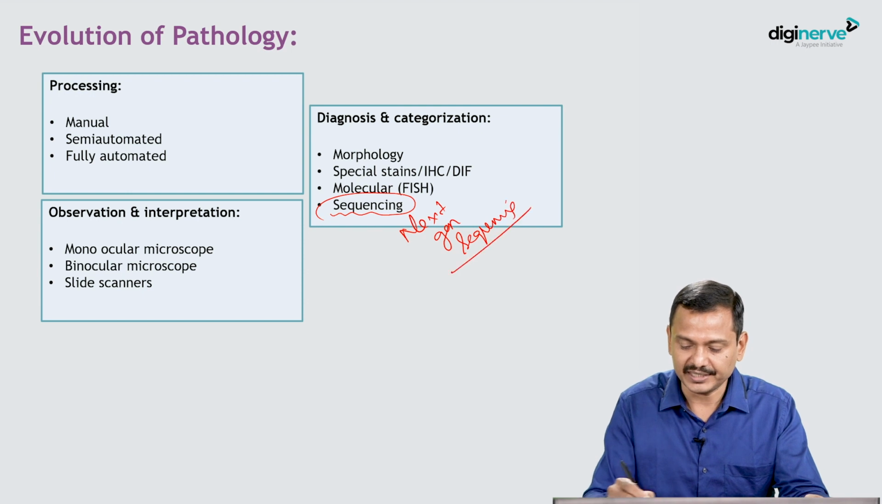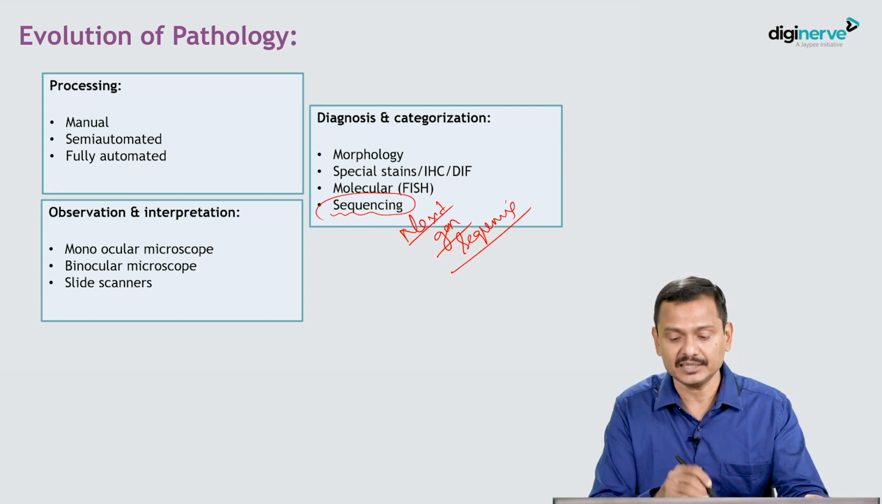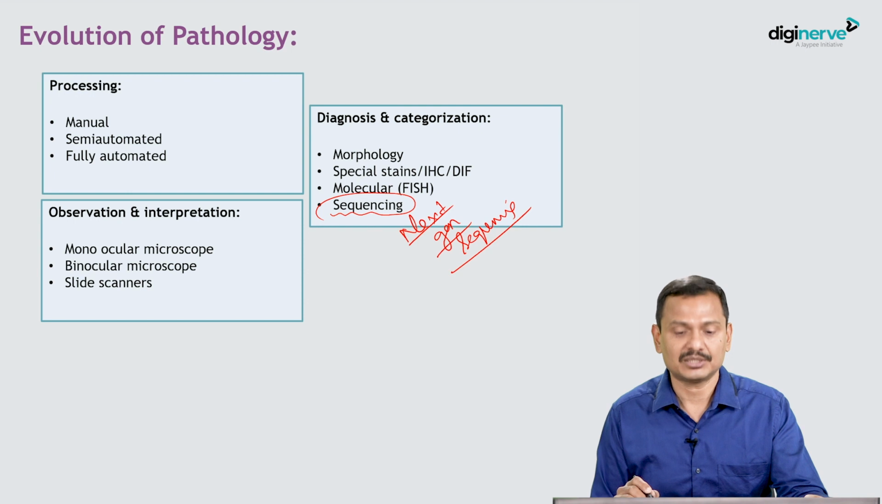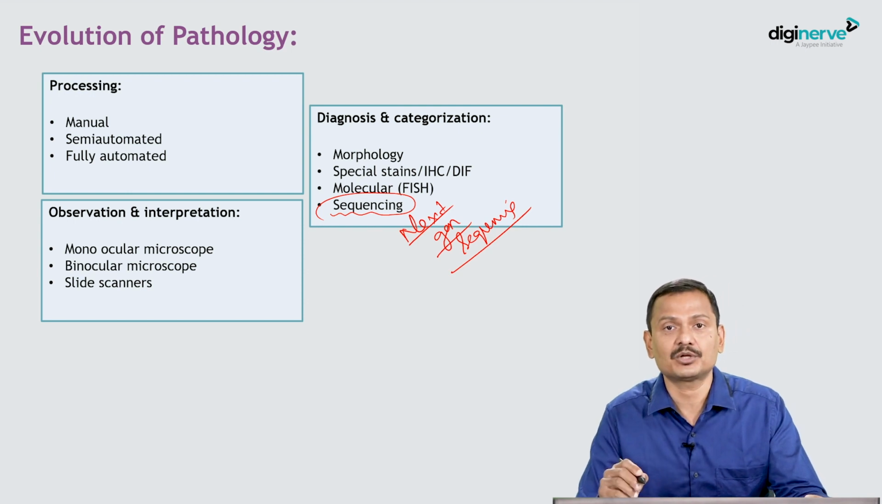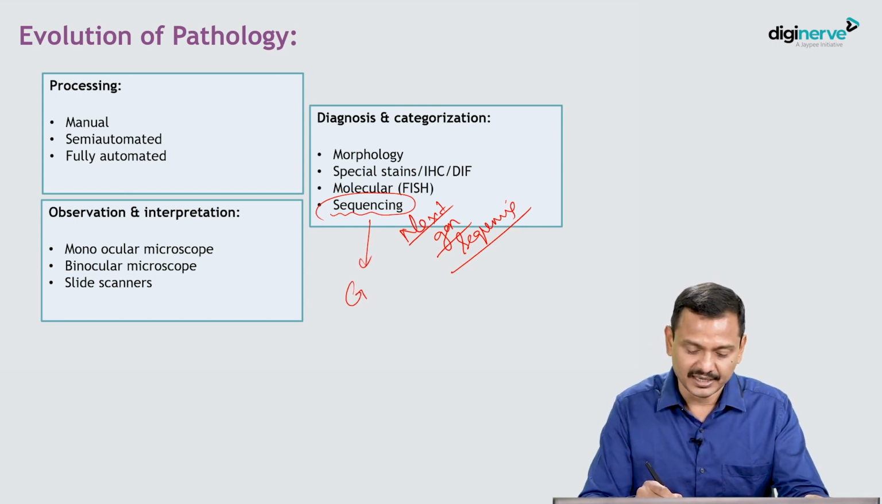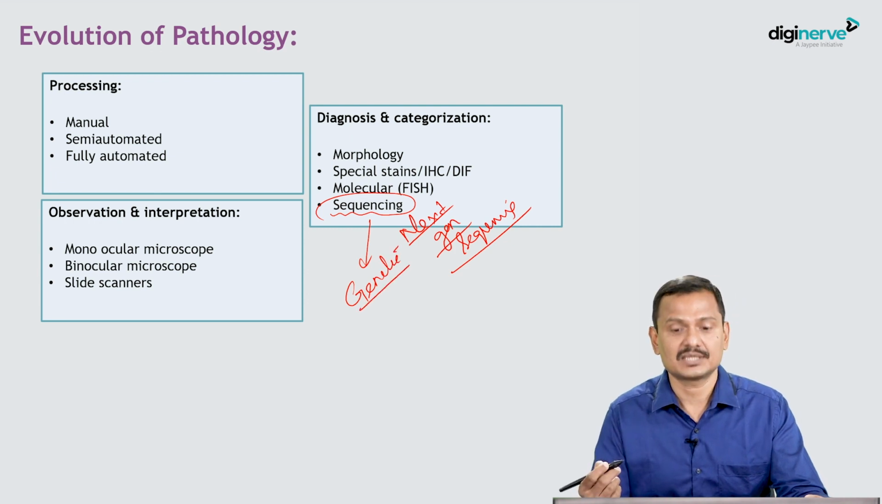Okay, so we can find out what was the abnormality which led to this pathological process, and all those abnormalities can be detected at genetic levels. Okay, so now has come sequencing. So you can see how the subject has evolved.